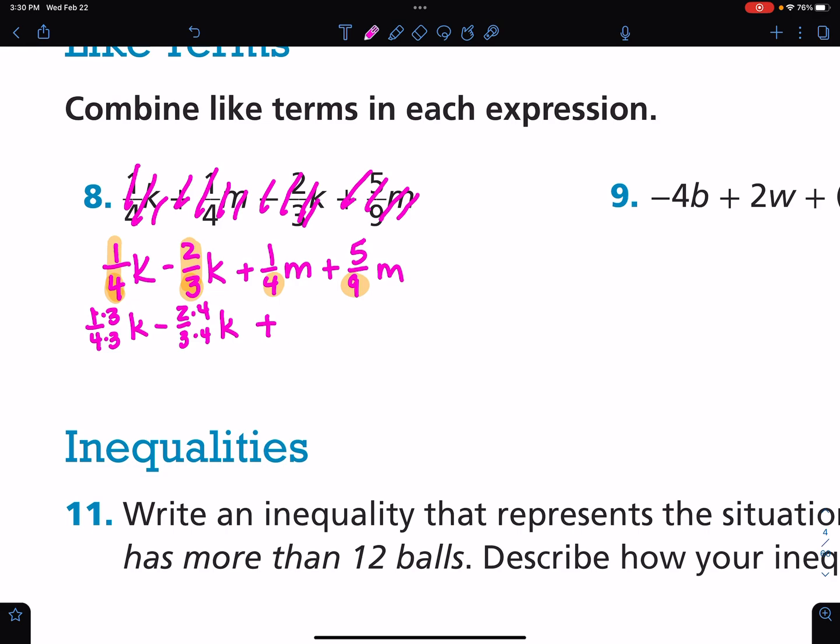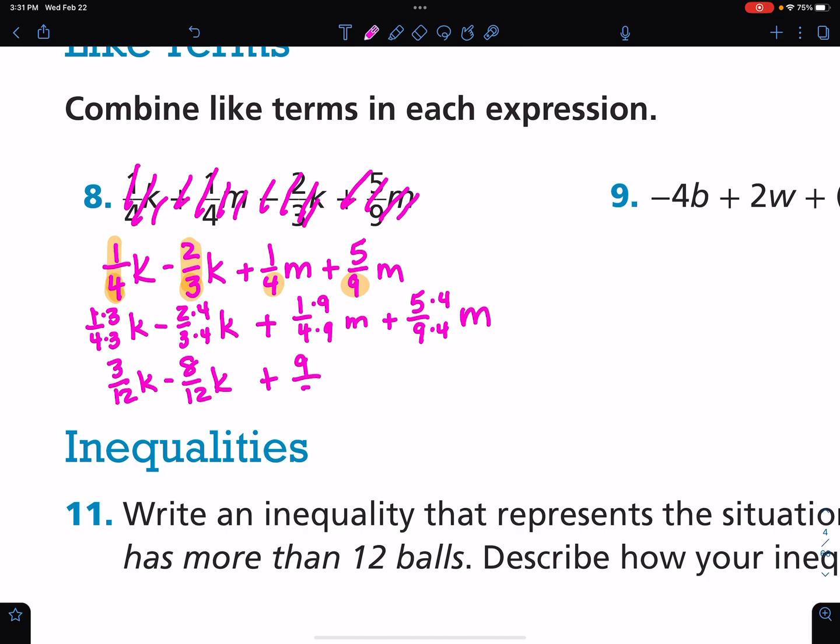Now the m's are missing each other again. So 1/4 is missing the 9, and 5/9 is missing the 4. Make sure that you don't forget your variables there. So when I multiply that out, I get 3 over 12 k minus 8 over 12 k plus 9 over 36 m plus 20 over 36 m. Phew.